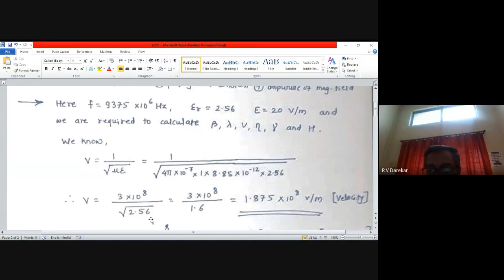Whatever is the value we can interpret, and we can observe the velocity of this electromagnetic wave is 1.875 into 10 raised to 8 volt. Sorry, it is by mistake. It is not V by M. Who will tell me? Let us have a connectivity check. Let us consider that intentionally unit of velocity is given wrong.